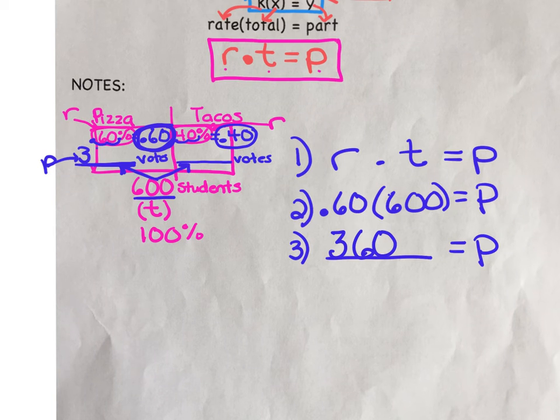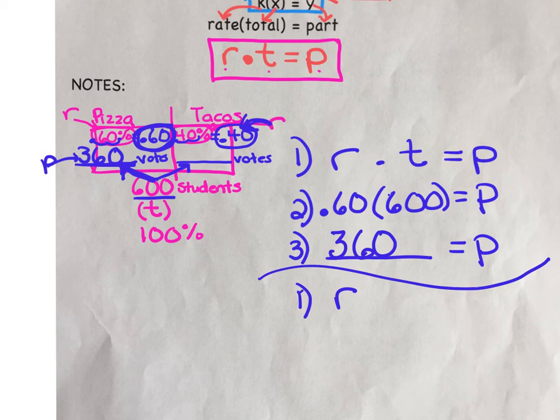That 360 represents the number of students out of 600 who voted for pizza. We can also do the same for tacos, but let's remember to use the rate associated with tacos. Once again, write down your formula. Rate times total equals part.